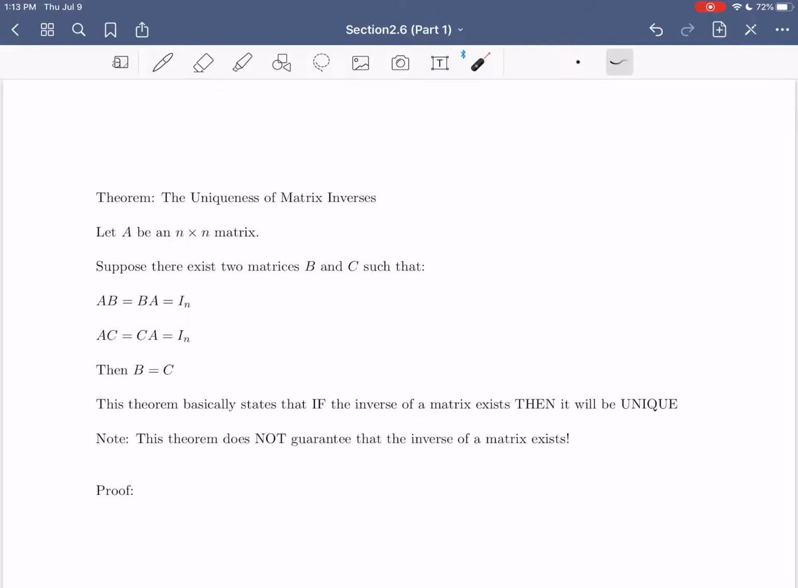So this is going to be about the uniqueness of these matrix inverses. We're going to suppose that there exist two matrices B and C such that AB equals BA equals the identity, and AC equals CA equals the identity. Then this theorem says that B equals C. In other words, if a matrix has an inverse, then it has a unique inverse. So again, this theorem basically states that if the inverse exists, then it will be unique.